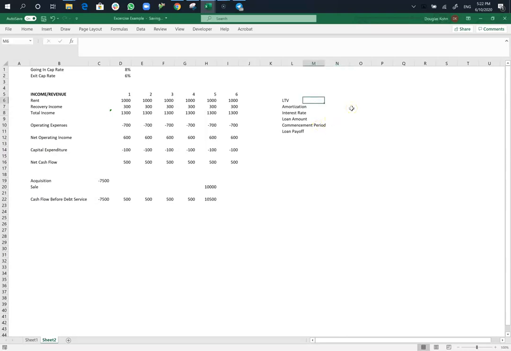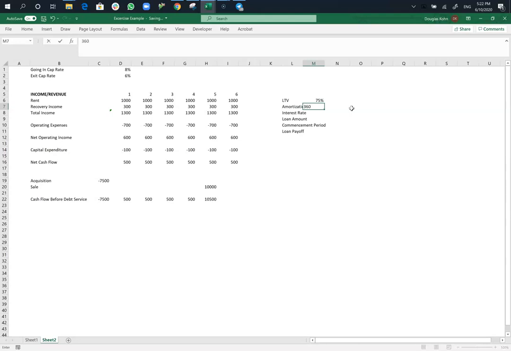We're going to add another layer of complexity to this model where we're going to add our loan and our loan payoff as well as our debt service. So typically the bank will give you a loan based on the loan to value ratio of your property. So it would give you anywhere between 65 to 75% of the purchase price. So I'm going to take the 75%.